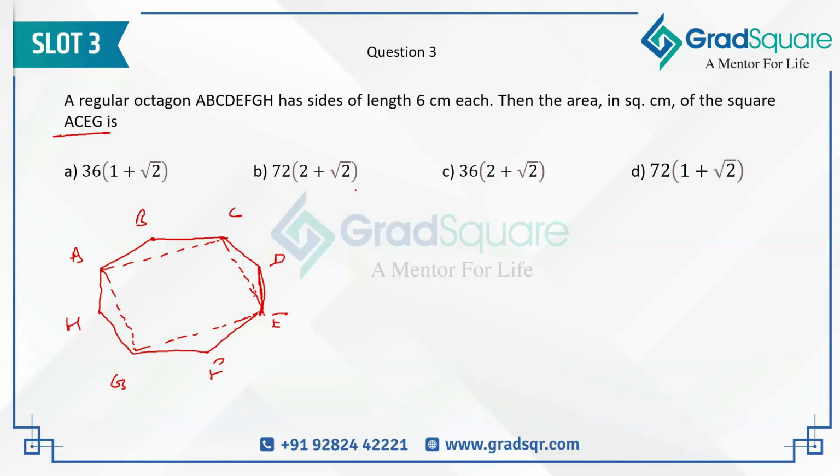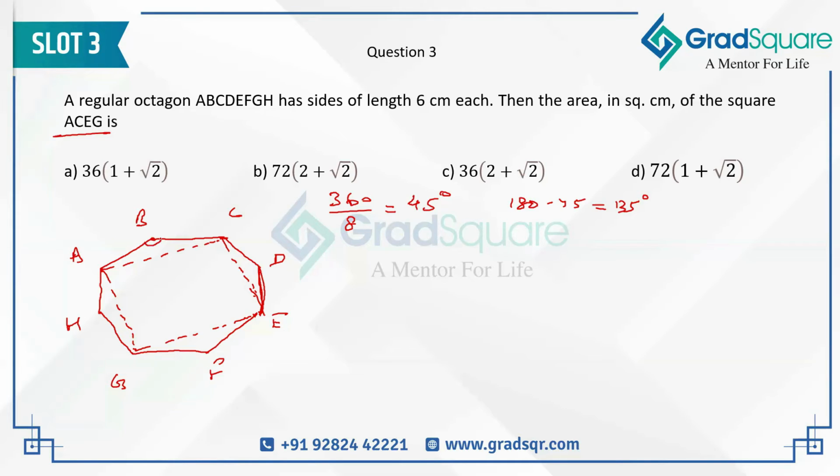Now, the exterior angle of a regular polygon is given by 360 divided by n, and in this case, it is an octagon, 360 divided by 8. So if you divide this, it will turn out to be 45 degrees. If the exterior angle is 45 degrees, 180 minus 45 is going to give you 135 degrees of an interior angle. So each of the interior angles will turn out to be 135. Now, effectively, if I'm able to find out the side of the square, I'll be able to answer this problem.